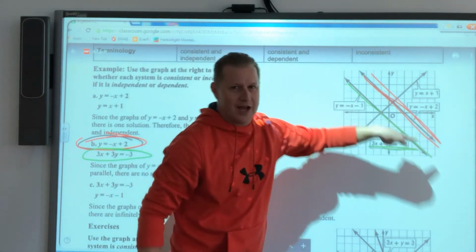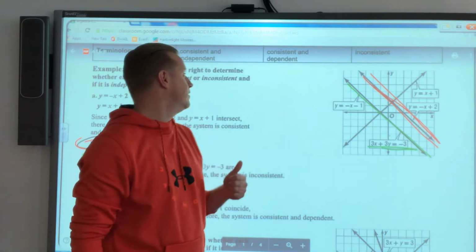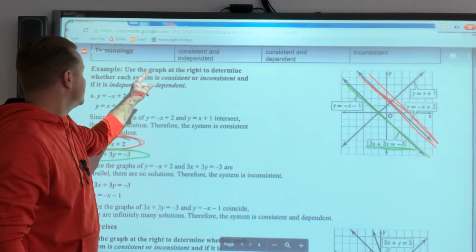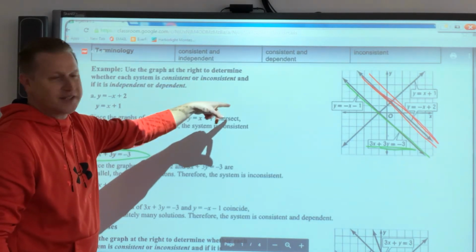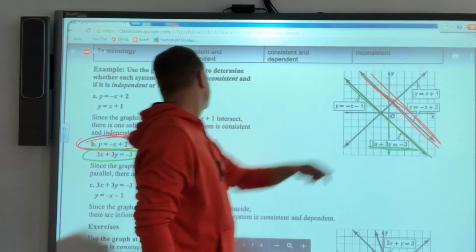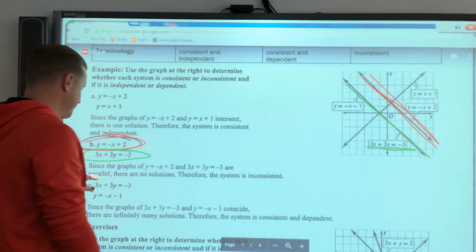Looking at those two lines, what are they? Correct, they're parallel. Once we know they're parallel, the question is asking us, consistent or inconsistent? Right away, inconsistent. Nothing else matters, those are inconsistent. Let's move on.